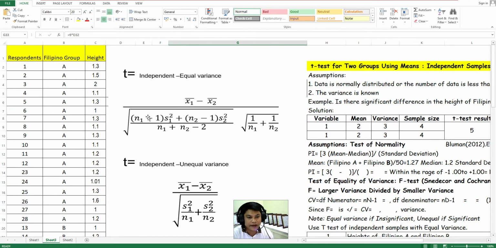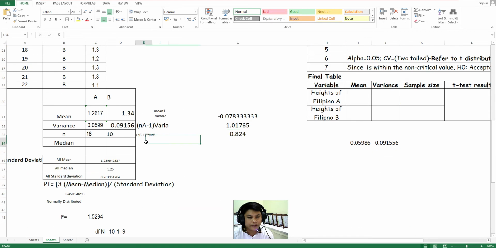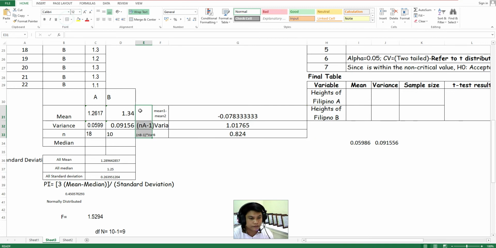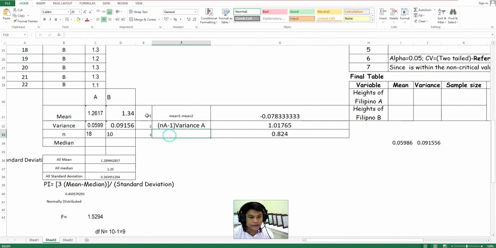So we are done with this already in the numerator. You still have to add the first and the second, and then divide it by n1 plus n2 minus 2. Let us assume this is the first, this is the second, and this is the third. So this is the first process, and this is the second process. Supposedly this is nb minus 1 times variance of B.